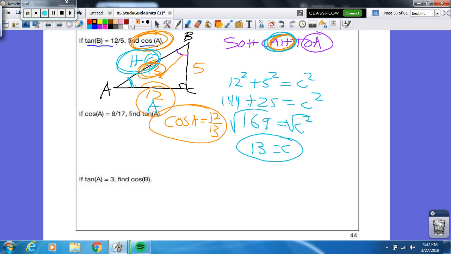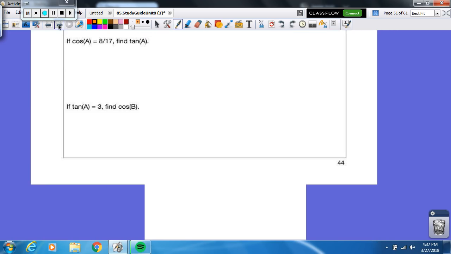Okay, so we got it. Let's do another one. Cosine of A is 8 out of 17. Tangent of A? Who knows? Okay, so let's check it out. Picture. This is C. Let's call this A and B, like we have been doing. So, write it in.